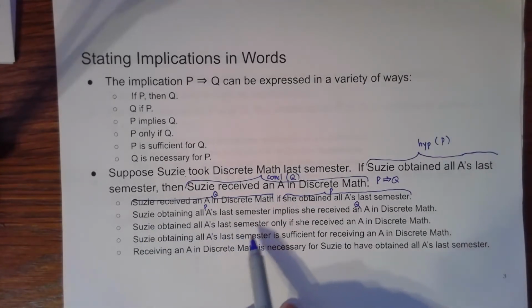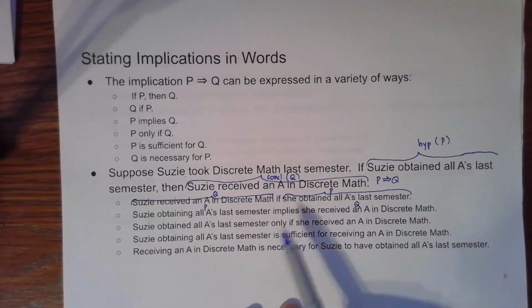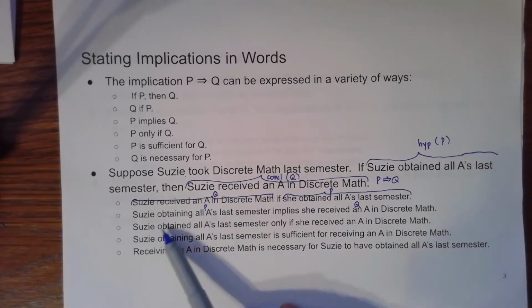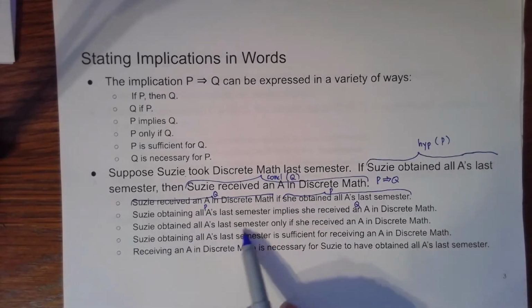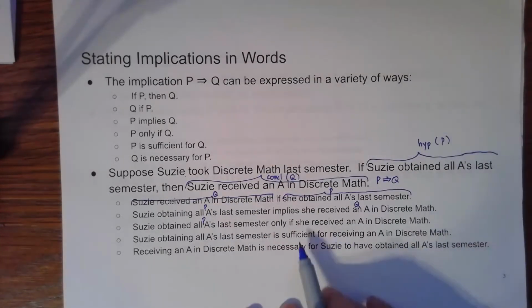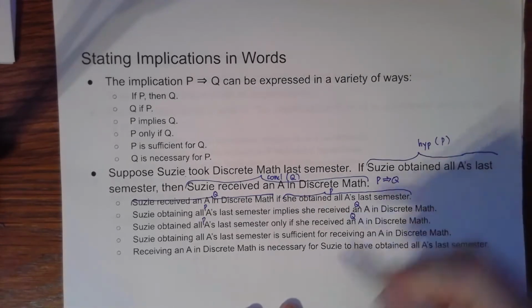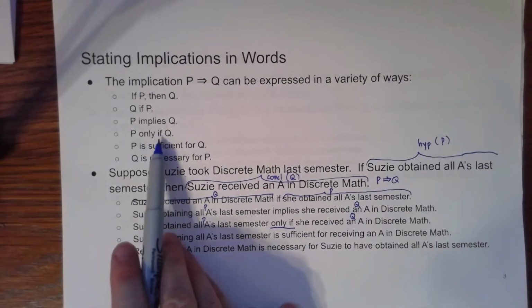Susie obtained all A's last semester only if she received an A in discrete math, right? So this could only happen if she also had gotten an A in discrete math. If that hadn't happened, of course, this couldn't happen, right? So she can only get this if she receives an A in discrete math. Okay, so obtaining all A's last semester, that's P, and then she received an A in discrete math. That's our Q. And then we have this only if in the middle. So that's this one, P only if Q.